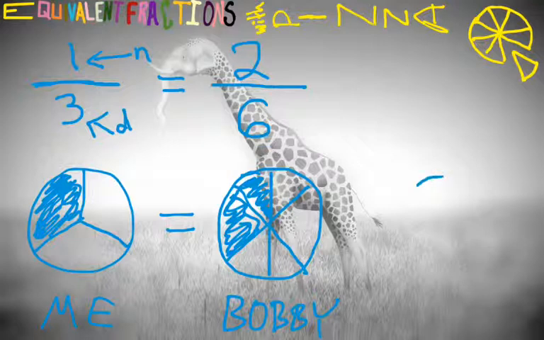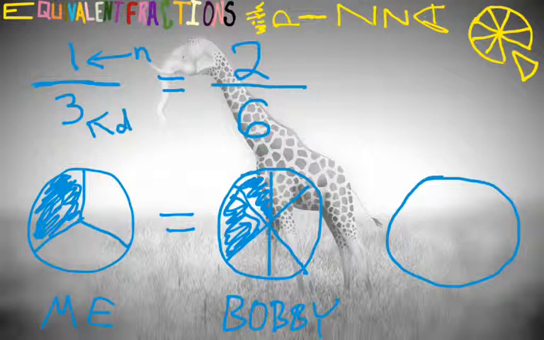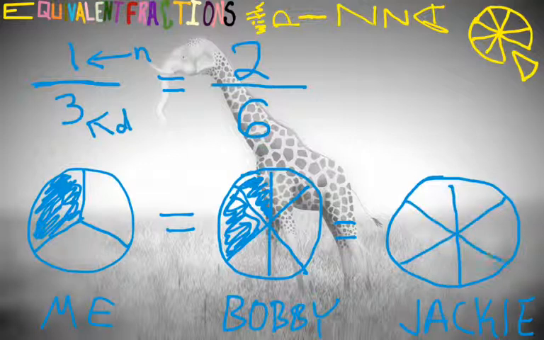Now, let's have another pizza. Now, this pizza was eaten by Jackie. Jackie also likes pizza. Jackie ate the same amount of pizza as Bobby and I did as well. Except Jackie divided her pizza into even more pieces. So instead of just dividing it into 3 pieces or 6 pieces, Jackie divided her pizza into 12 pieces.